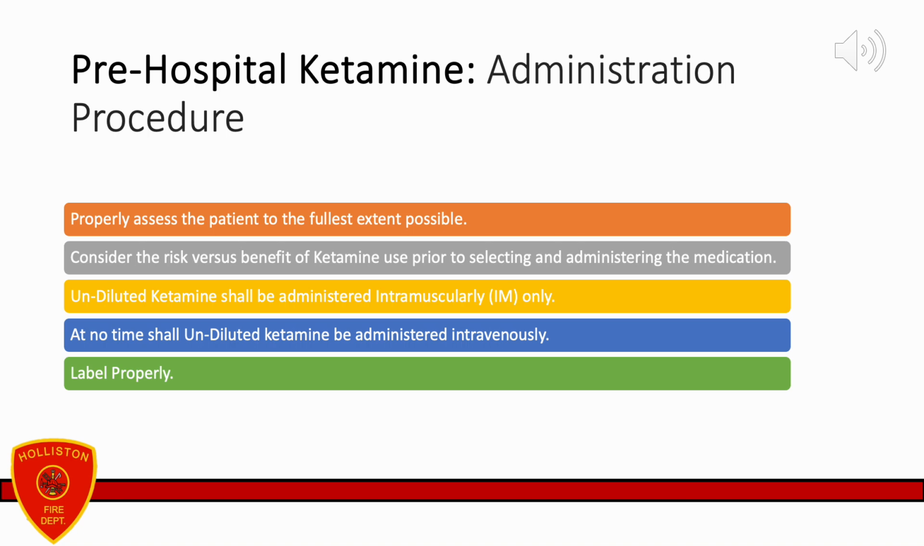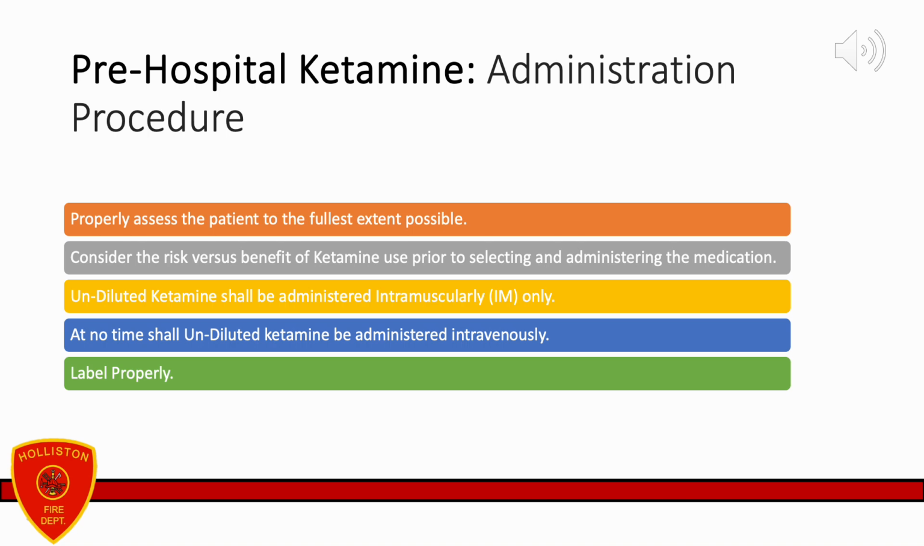Consider the risk and the benefit. Again, be thinking that you have multiple tools. Ketamine is a one-stop tool for a lot of things, but sometimes it's not the right tool in your tool belt. Starting with a fentanyl or starting with a midazolam and getting medical control to give ketamine secondarily, or following the protocol so you can give both of them, may be the better option.